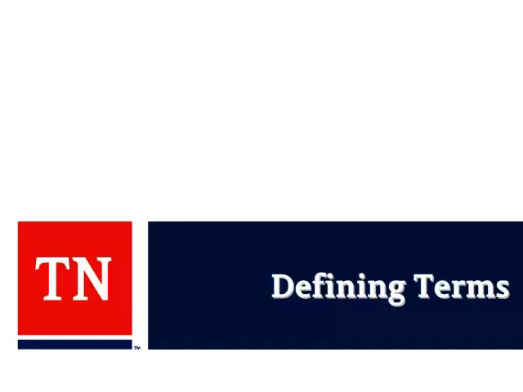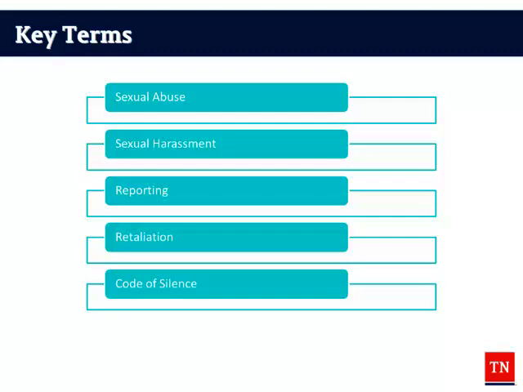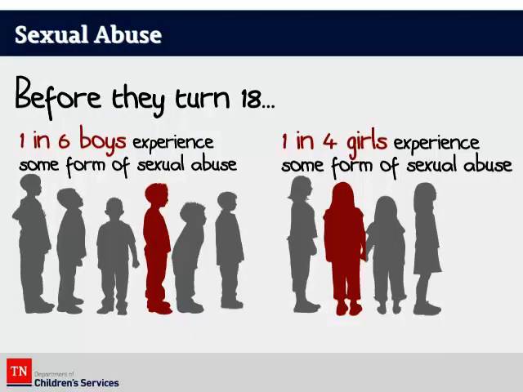Defining terms. On the following slides, we will discuss the following key terms: sexual abuse, sexual harassment, reporting, retaliation, and the code of silence. Statistics regarding sexual abuse report that 1 in 6 boys experience some form of sexual abuse before they turn 18, and 1 in 4 girls experience some form of sexual abuse before they turn 18.